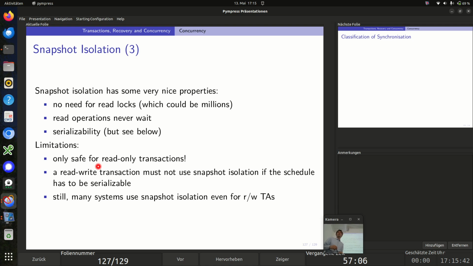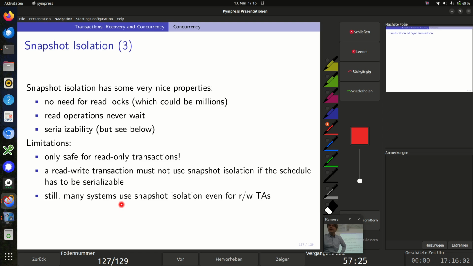Limitations: only safe for read-only transactions. And so the more write transactions you have, the more likely the chances that you need to abort one transaction. And still many systems use snapshot isolation. So actually, there's also another one. Snapshot isolation, as I told you, means you compare the write set of your transaction with the write set of all the other transactions.